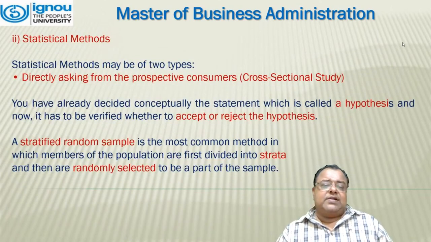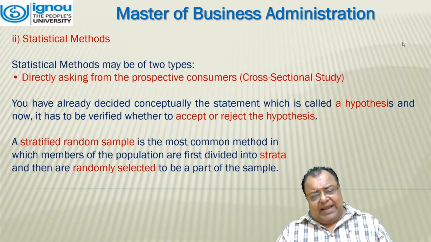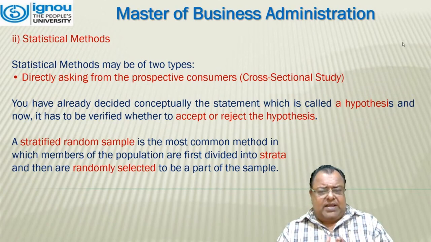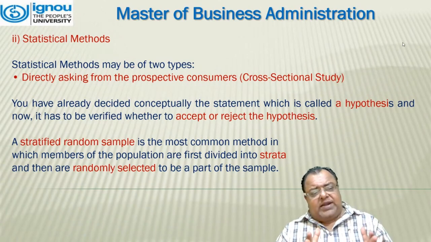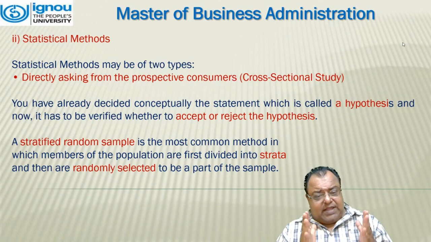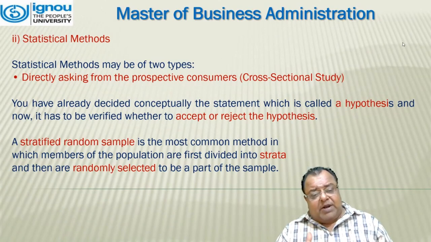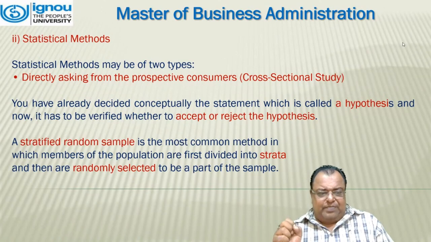Second method is the statistical method. Statistical method may be of two types. First one is directly asking the prospective consumers, that is, a cross-sectional study. You have already decided conceptually the statement, which is called the hypothesis, and now it is to be verified whether to accept or reject the hypothesis. A stratified random sample is the most common method in which members of the population are first divided into strata, and they are randomly selected to be a part of the sample.